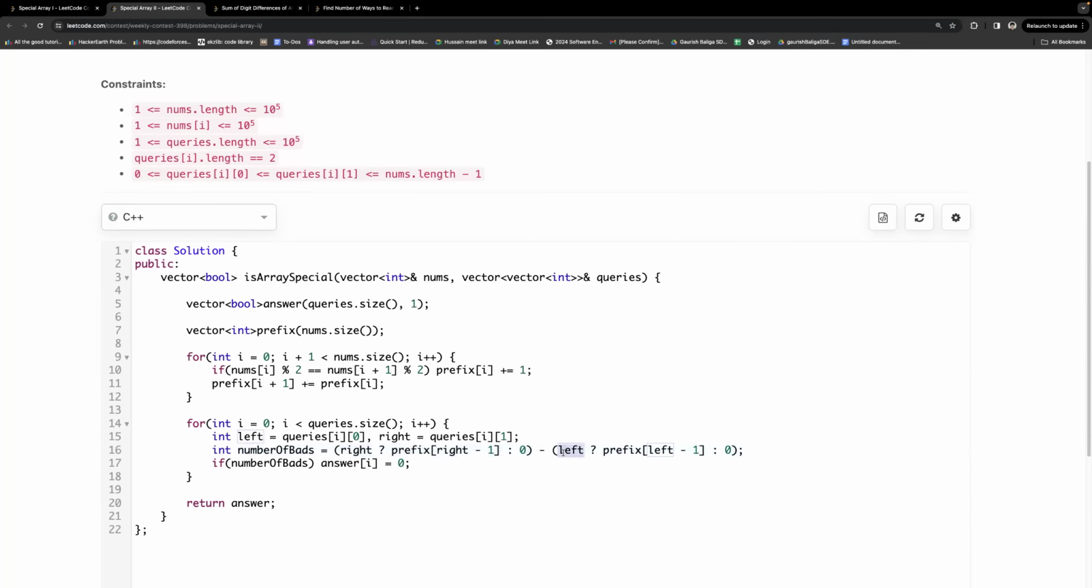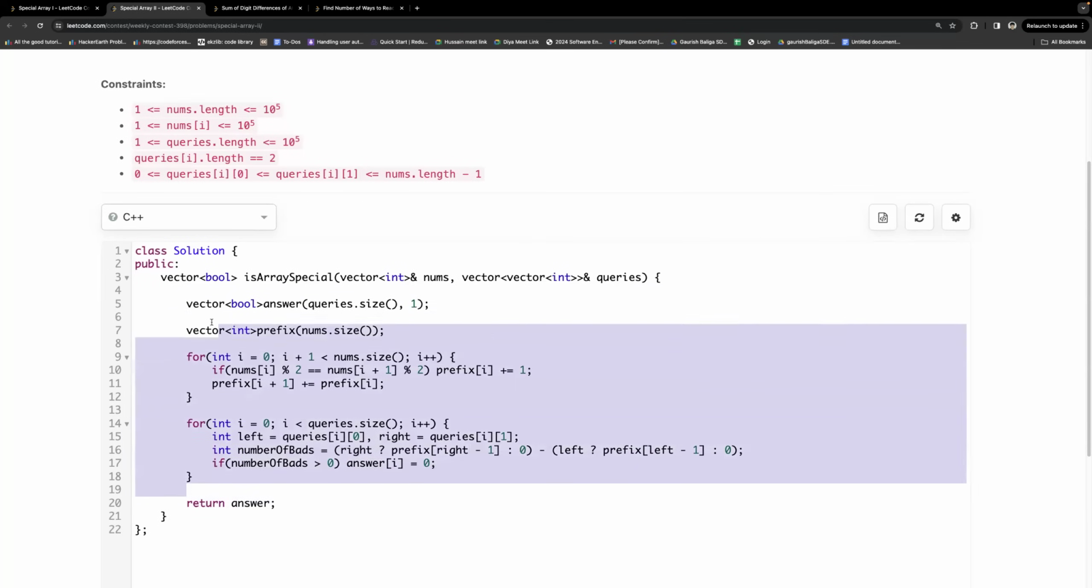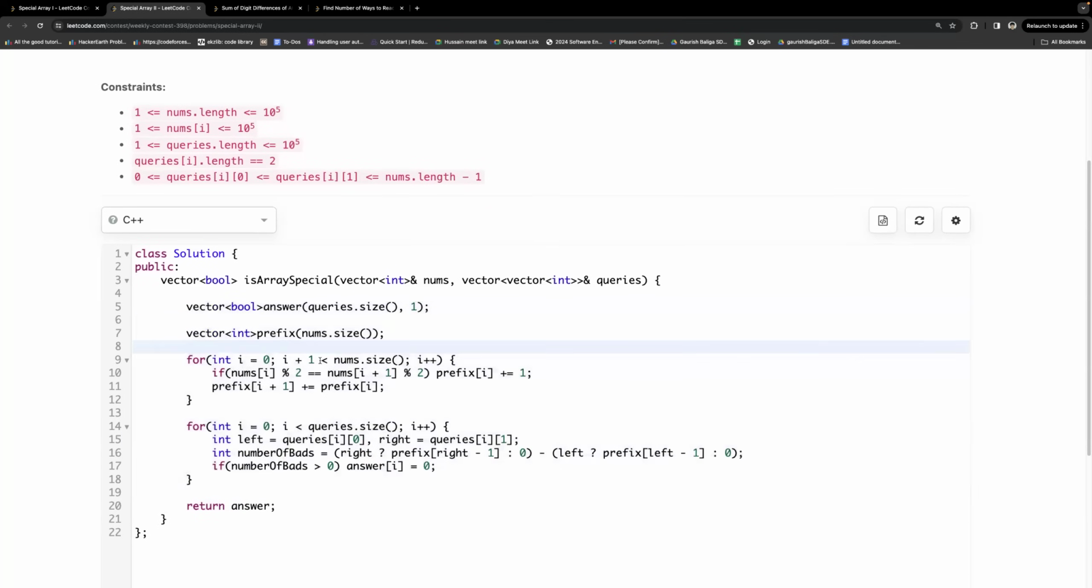Similarly, if left is greater than 0, then it is prefix of left minus 1, otherwise it is 0. Then if number of bads is greater than 0, then answer of I is equal to 0, else answer of I is equal to 1. But I have already set it to 1, so I don't need to write the else condition. Then I return answer. A very simple and a very clean code.